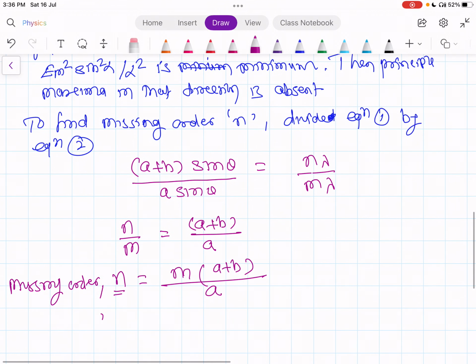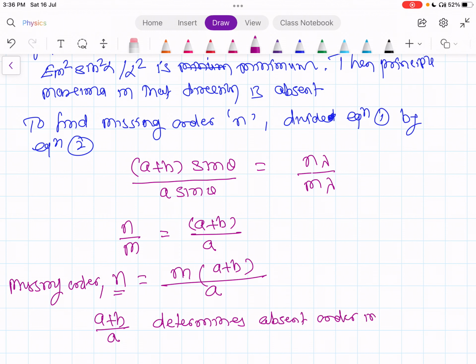So this factor, (a plus b) upon a, determines the absent order in a diffraction spectrum or a diffraction pattern.